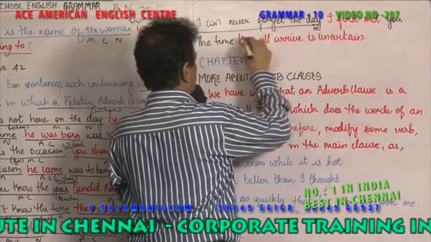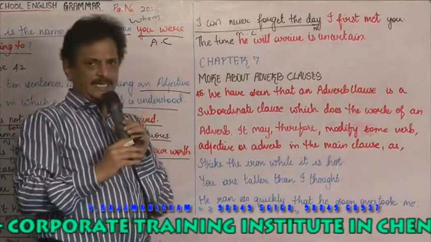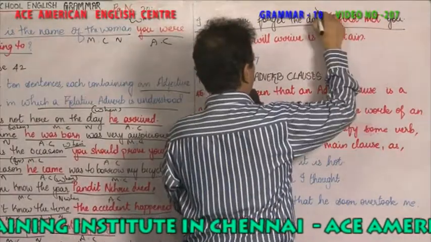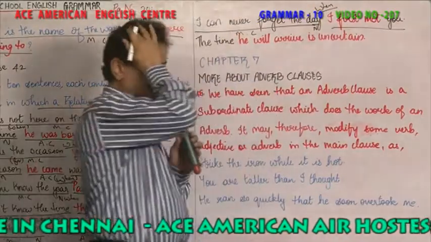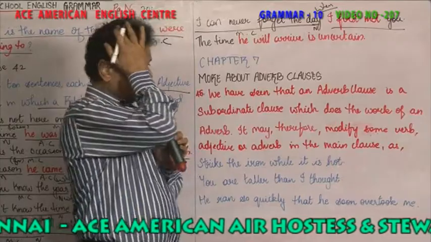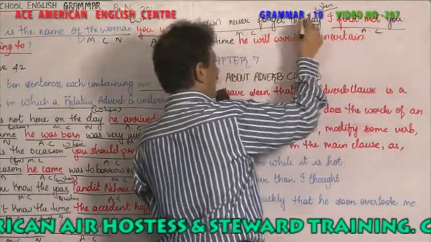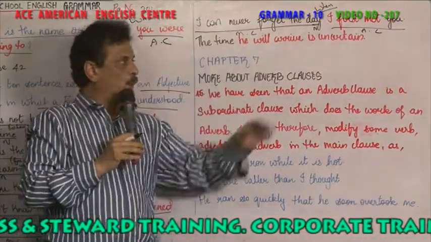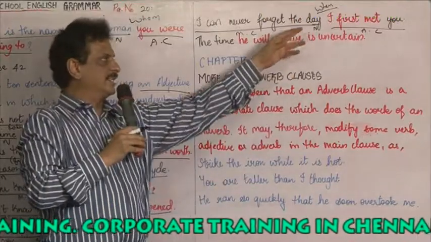Day is the noun; this is the main clause. I can never forget you, the day I first met you. Day is the noun. When I first met you. So when is the relative adverb, and the pronoun is given here. Here, "I first met you" is the adjective clause qualifying the noun the day. I can never forget the day I first met you. When I first met you, it qualifies the noun day.